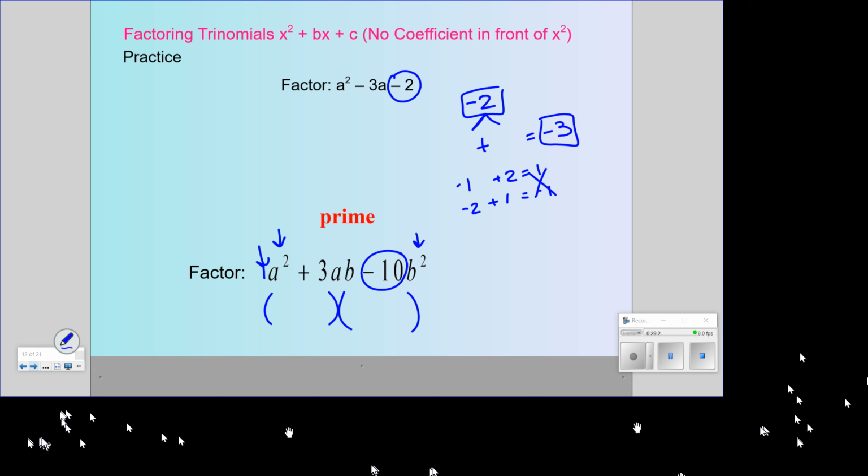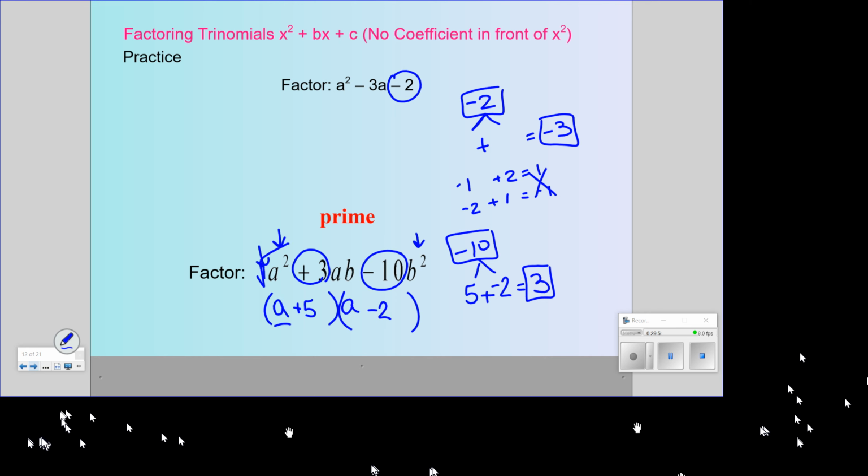We want factors of -10 that add up to +3. That means one's going to need to be positive and one's going to need to be negative. So the factors of -10 that would add to +3 would be 5 and -2. And so you can go ahead and fill in your signs and your numbers just as normal. The first slot we'll find by doing the square root of that term, a.